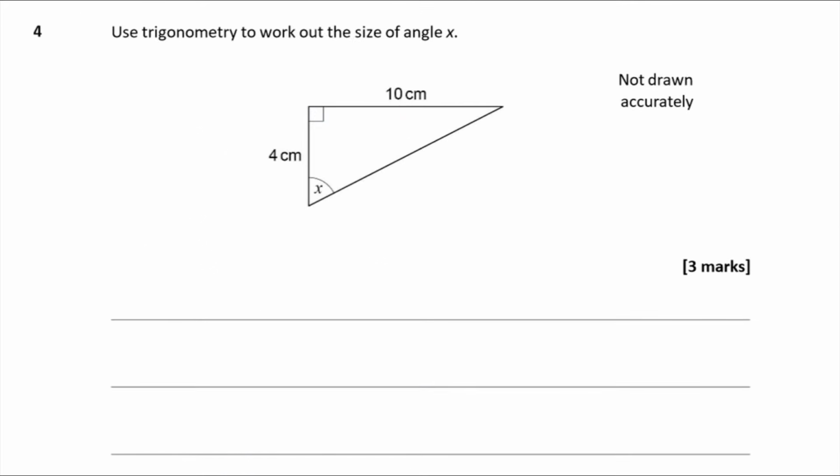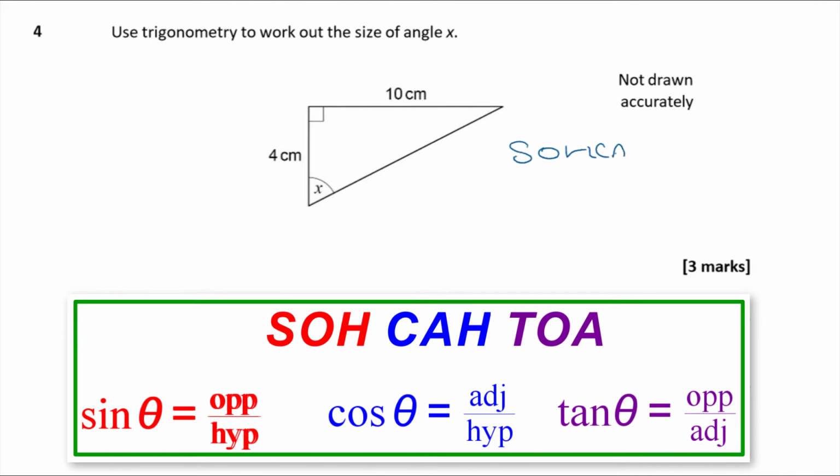Question 4, use trigonometry to work out the size of angle X. Okay, so this looks like a job for SOHCAHTOA, isn't it? Okay, we've got a right angled triangle. So we're going to be using either the sine, cosine or tangent, depending on which sides we've been given and which ones are missing. So let's have a look what we've got here then.